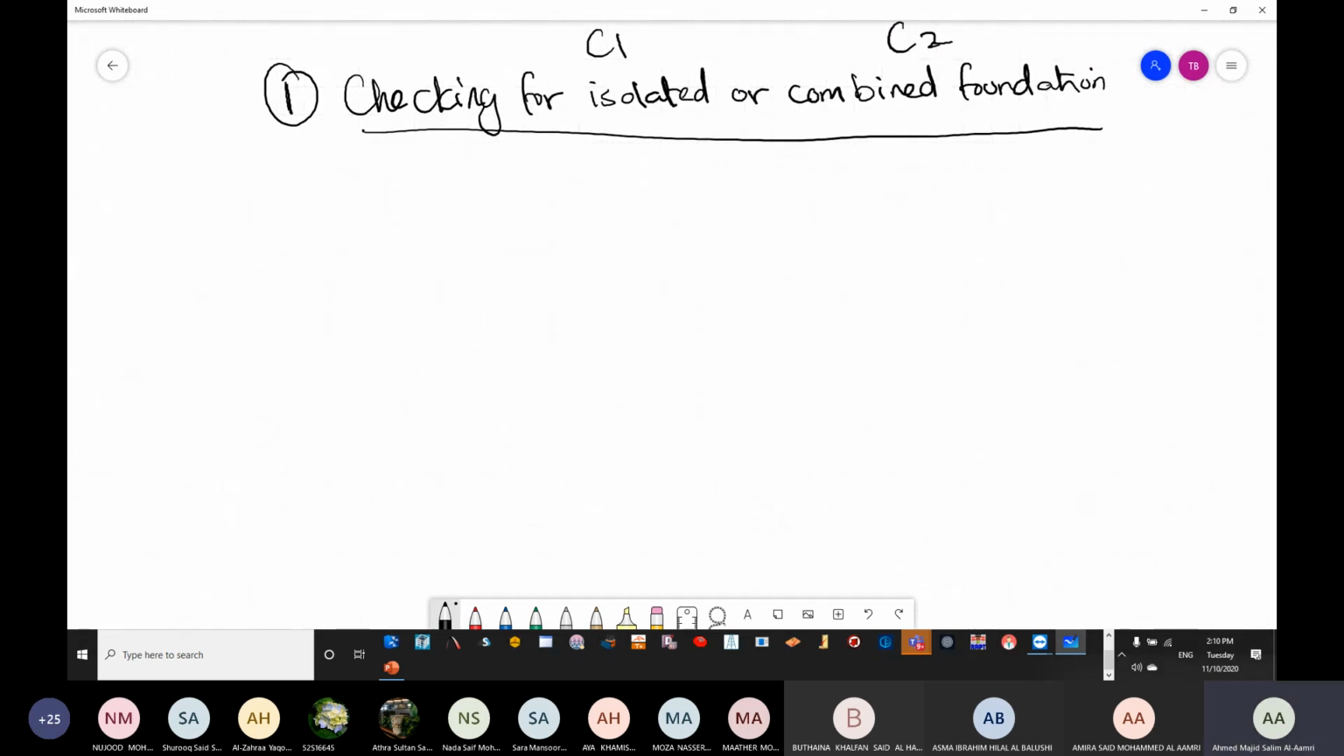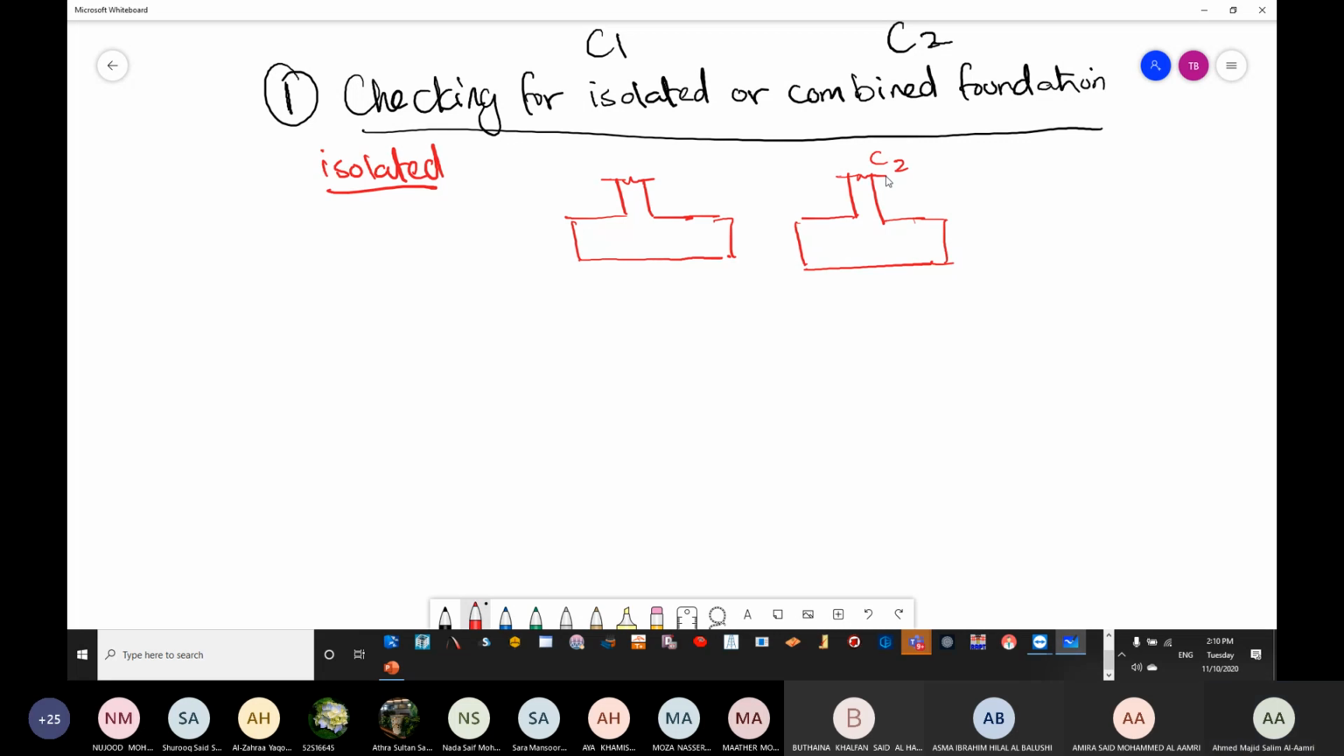Okay. So now if I go for isolated, okay. If I go for an isolated, then how are we having it? We are having it as column number one. This is in case of isolated. Column number one, say, or column number two. And this is column number one. And each one of them is having their own base. This is isolated.